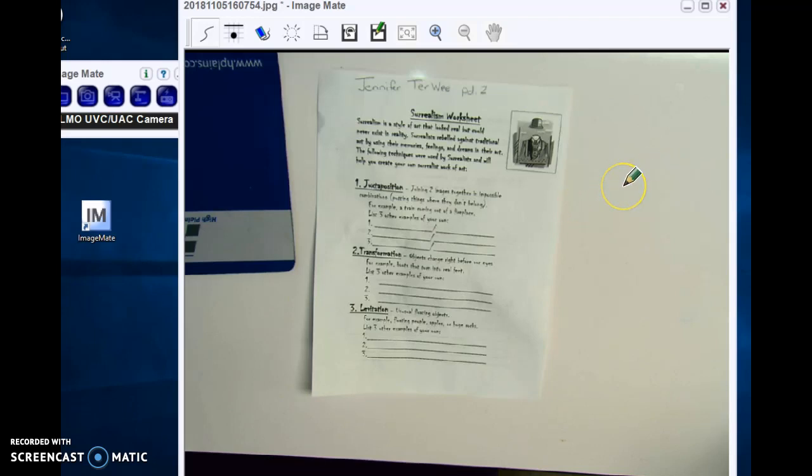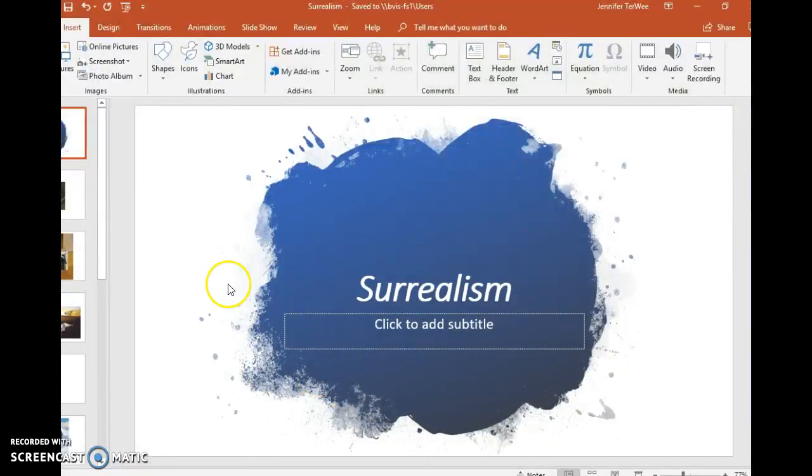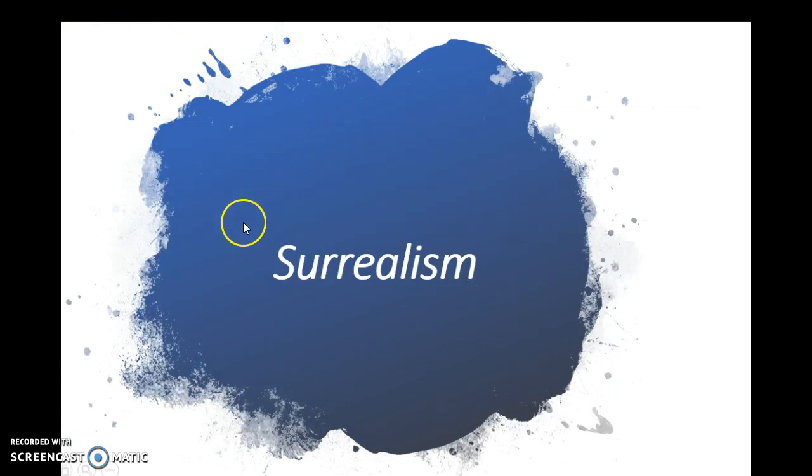And so there are different types of ways to show surrealism, and you can see that on the worksheet. You are required to fill this in as I go through the PowerPoint. But the first thing is you want to make sure and put your name at the top of this worksheet. So, surrealism, as we said, is unusual things happening in a picture.